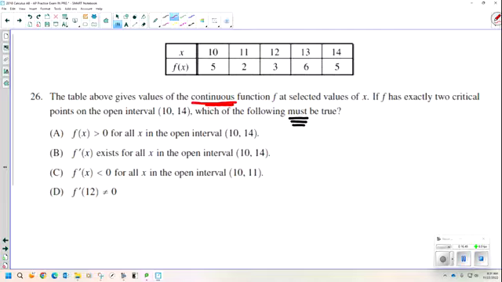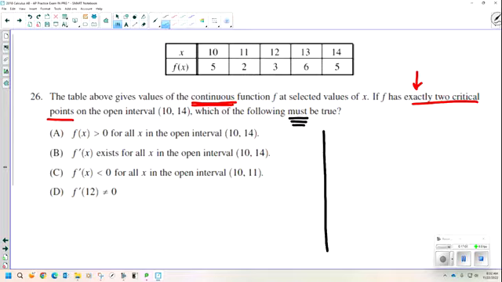It's nice to know that it's continuous because there's no breaks in it. And it's got exactly 2 critical points. That means our slope is going to change exactly 2 times. Not at most 2 times, not at least 2 times, but exactly twice. So I like to visualize this.